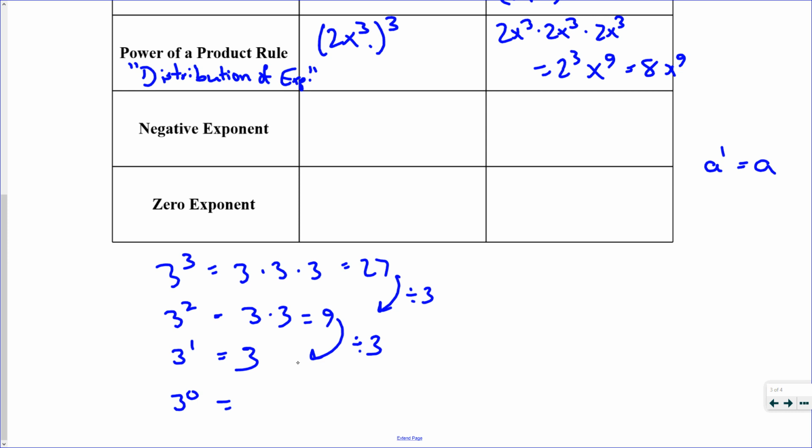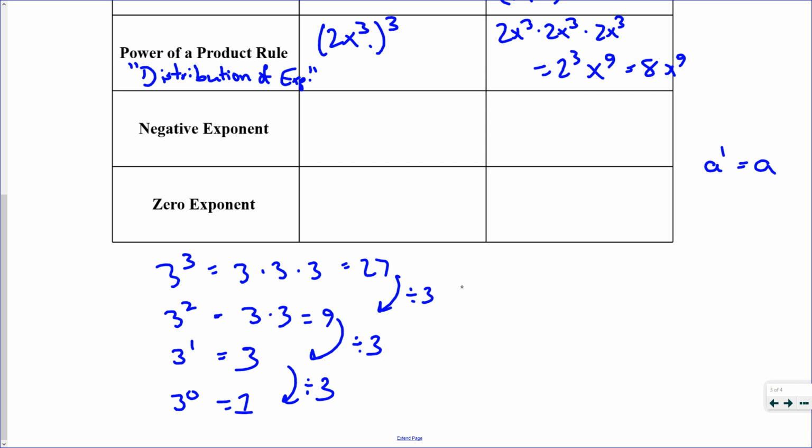Except, think about this. If I follow this pattern, then logically the next step would be to divide by 3, right? To get the exponent to go down one more. Well, what's 3 divided by 3? 1. So 3 to the 0 power is 1. Likewise, 2 to the 0 power would be 1, so on and so forth.